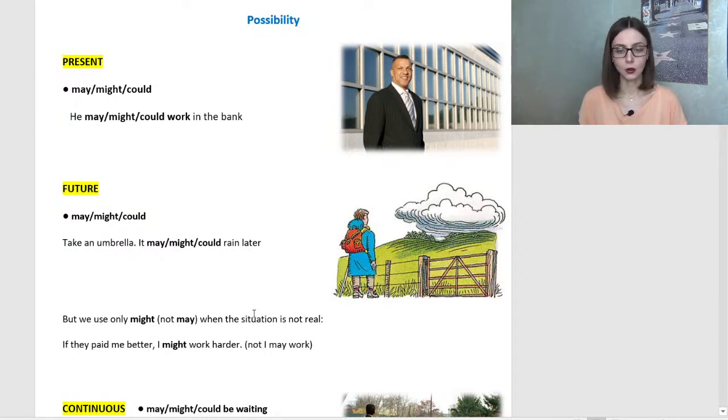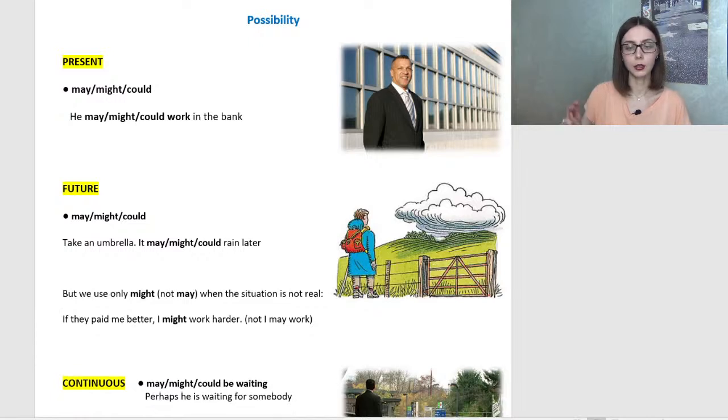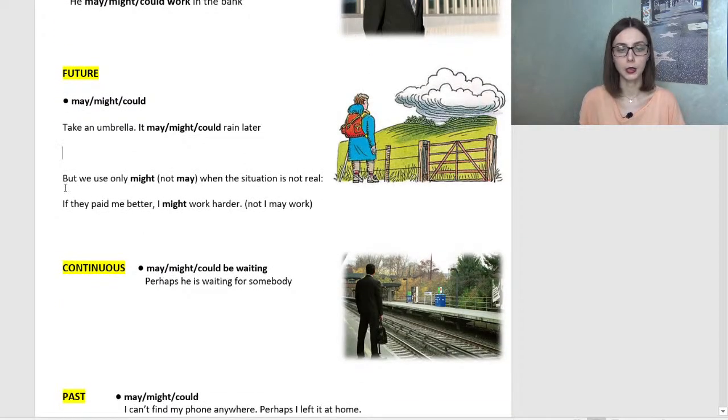All right, so also we have here some information: we use only might, not may, when the situation is not real. I hope that you can see this. So, for example, if they paid me better, I might work harder, not may work harder. If the situation is unreal, this has to do with second conditionals. So you would use I might work harder, but not may work harder. You can say I could work harder, but not may.